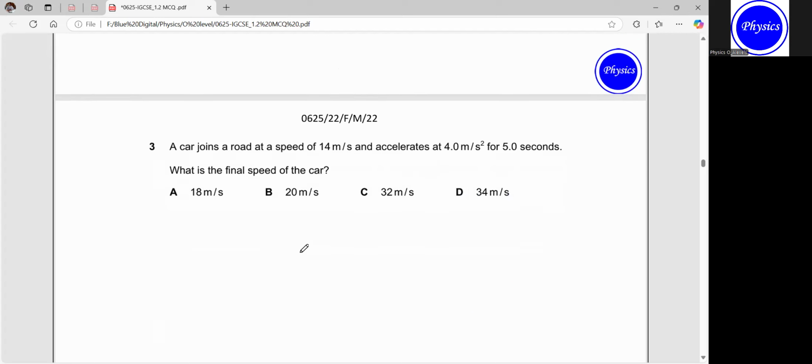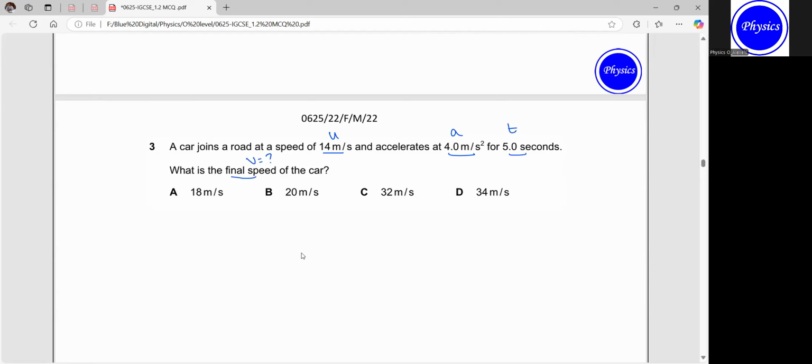A car joins a road at a speed of 14 meters per second. So we keep that as U. Okay, and accelerates at 4 meters per second squared. So this is acceleration and time is given. What is the final speed of the car? So we want to find V.